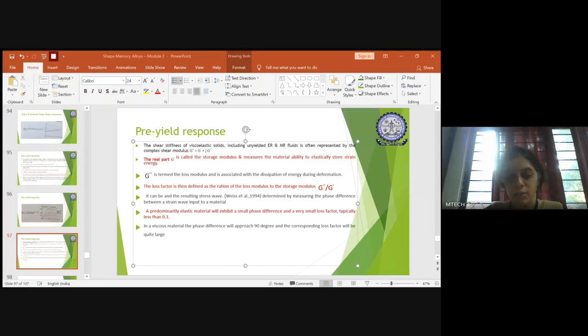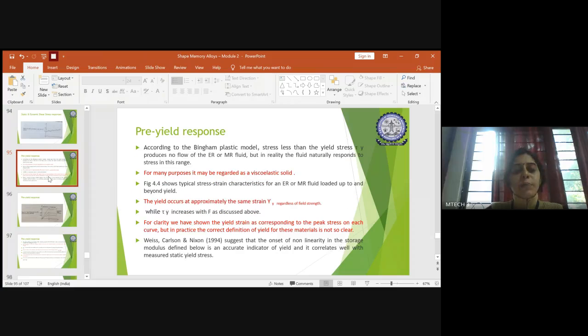No. So this is about the pre-yield stress. If they ask you to describe the pre-yield stress, you have to tell that as per the Bingham plastic model, the stress you get will be less than the yield stress. It could be for either ER or MR fluid, but in many cases it is compared with a viscoelastic solid, because when you subject the fluid to an electrical or magnetic field, its viscosity increases. It acts as a semi-solid, and hence you assume it to be a viscoelastic solid.